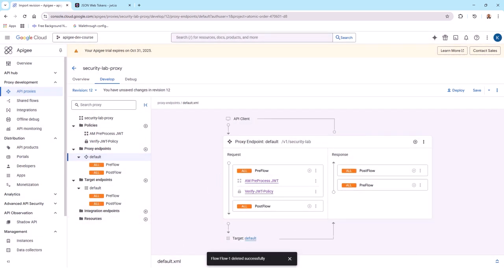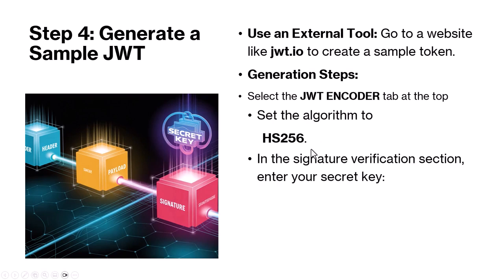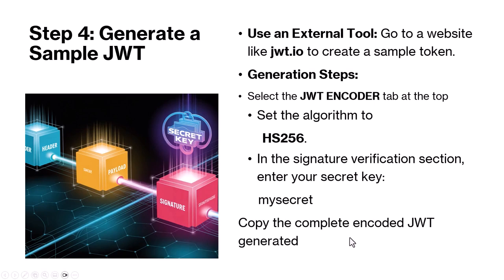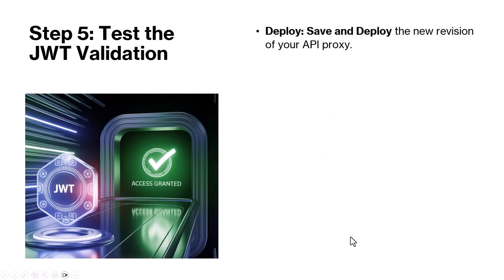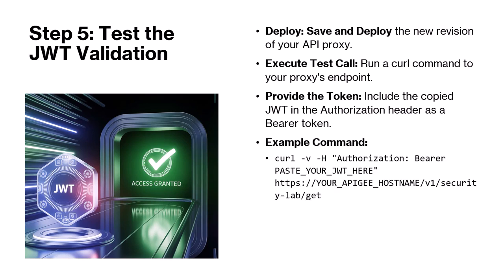Let's see the PowerPoint slideshow. We have gone through these steps already on jwt.io. Select the JWT encoder tab at the top, set the algorithm to HS256, which is already set. In the signature verification key, enter your secret key, my secret, and copy the complete encoded JWT generated, which I have already copied. The last step, step 5, is testing the JWT validation. We have saved and deployed the proxy; now execute a test call by running a curl command to your proxy's endpoint. The example command is this. Now I will get back to the Google Cloud Console.